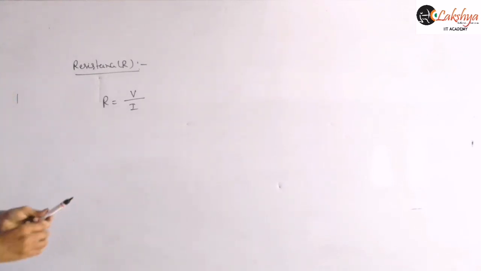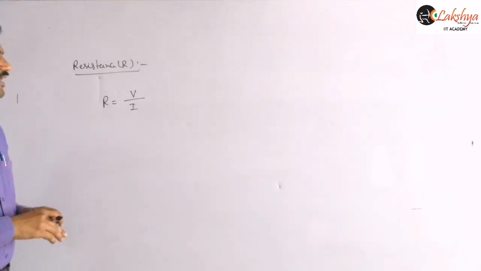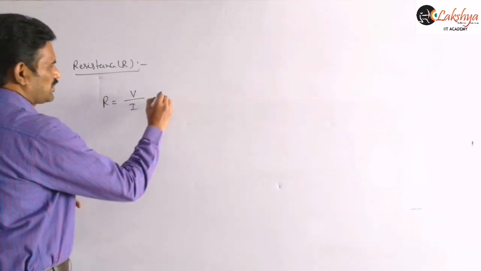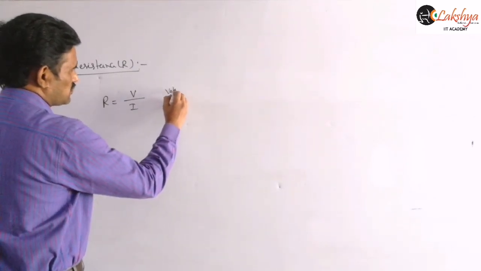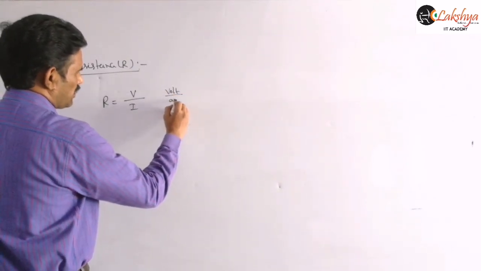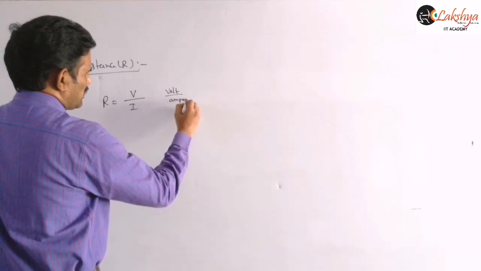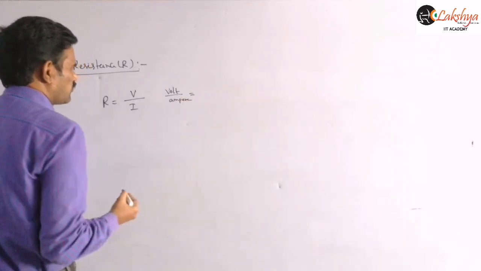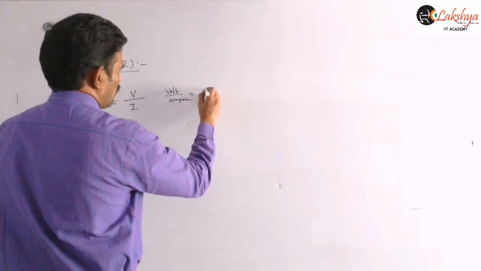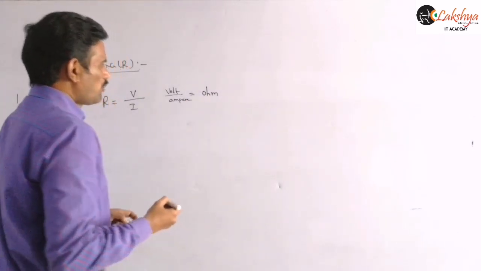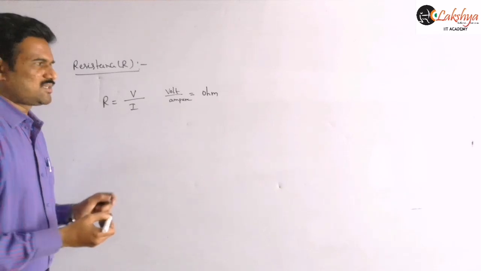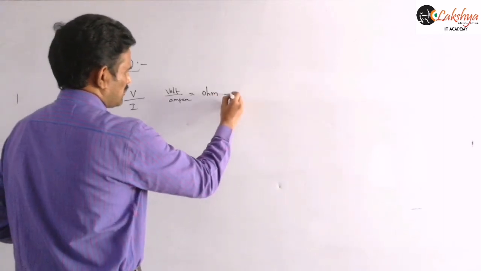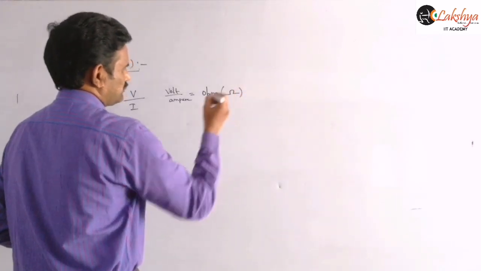Right? So this is a mathematical definition of this resistance. And so now from this we can write the unit as potential difference, that means volt per ampere. And this we call ohm. So ohm is a unit of this resistance.